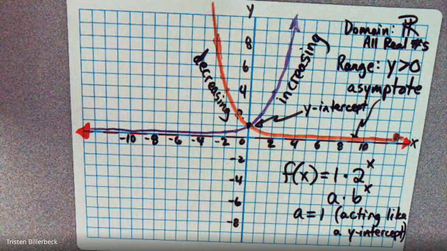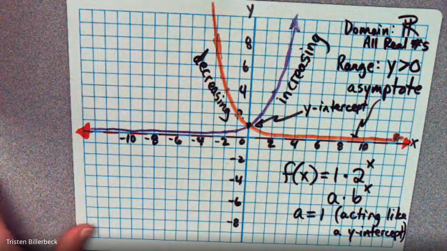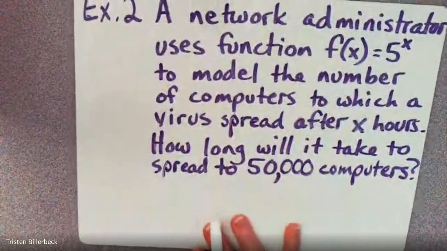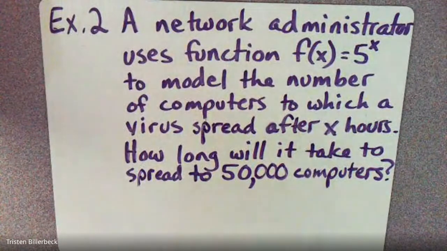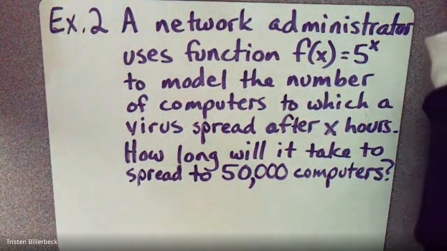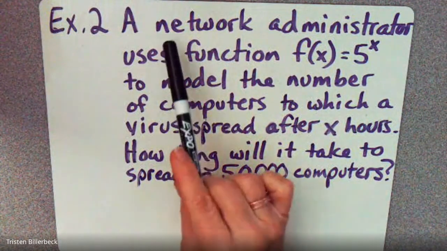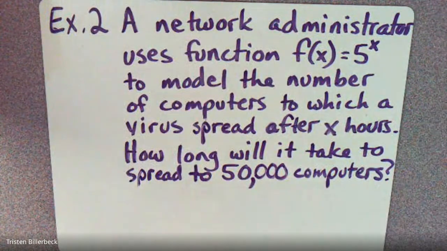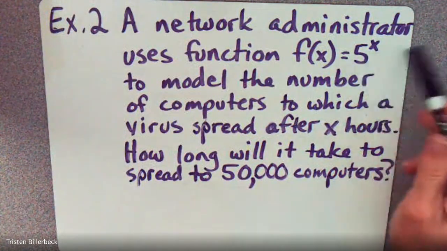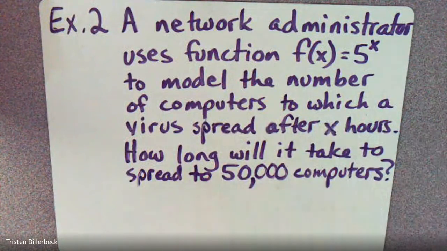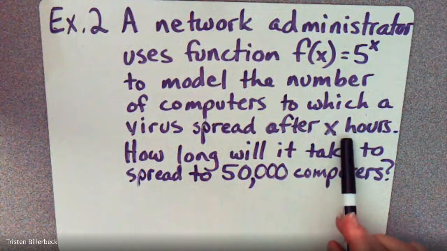All right, so let's take a look at some other problems. Okay, so this one here is a real life problem. I'm not just saying it's a real life problem, it's a real problem. A network administrator uses a function f of x equals 5 to the x to model the number of computers to which a virus spread after x hours.